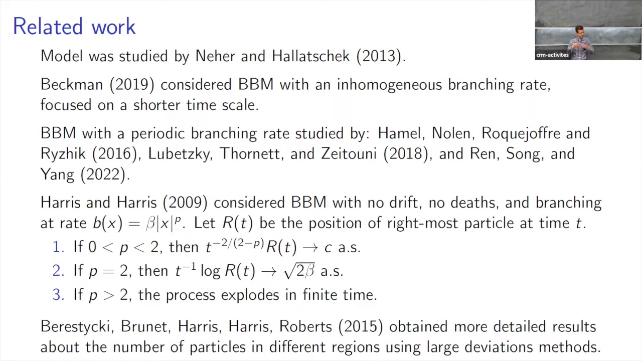And if rho is strictly larger than 2, then the process actually explodes in finite time, because as the particles get further to the right, they keep wanting to branch faster and faster. Later, Berestycki, Brunet, Harris, and Roberts obtained some sharper results for this process, particularly concerning the number of particles in different regions, and their proofs were based on large deviations techniques.